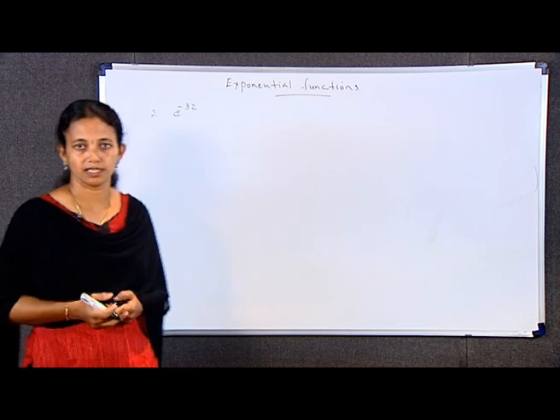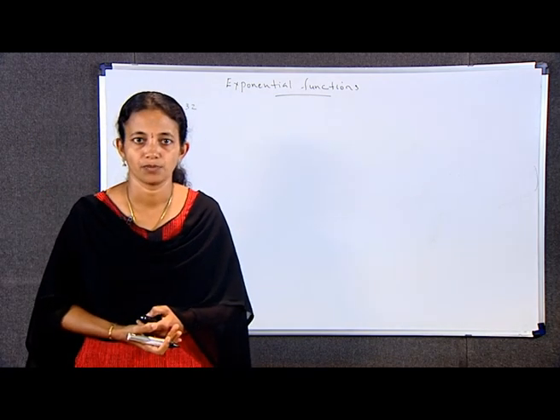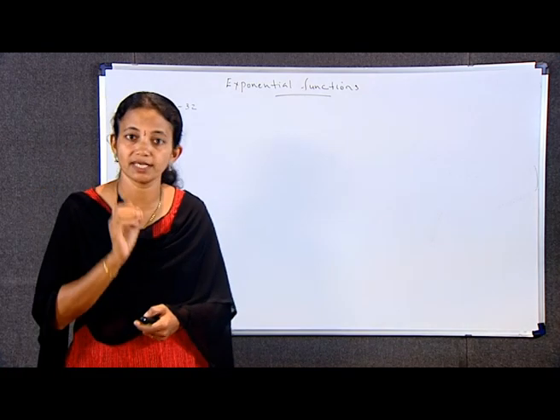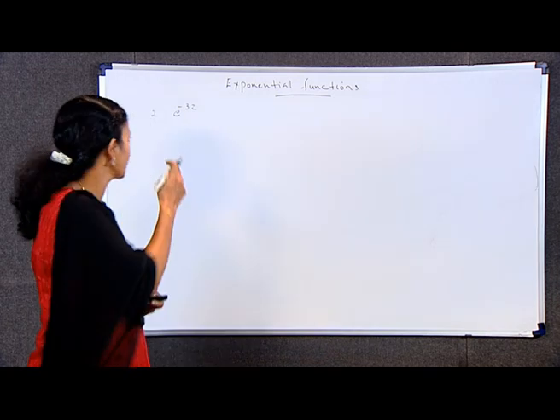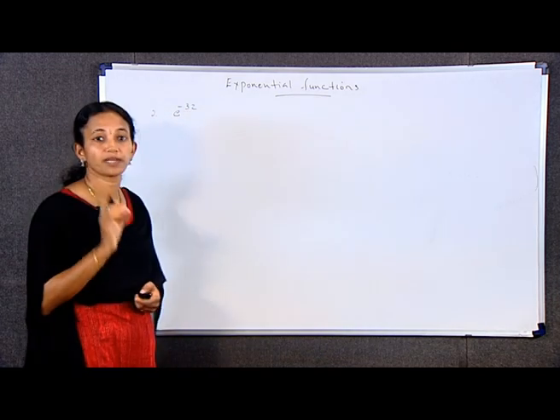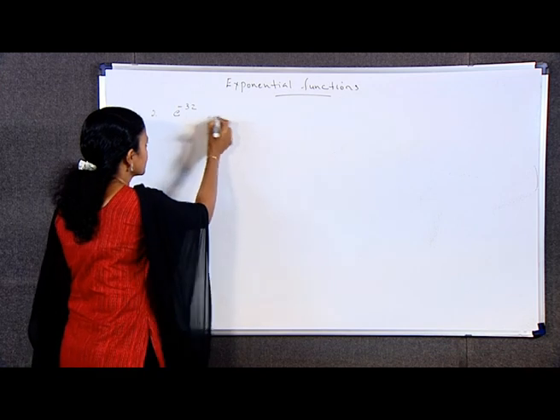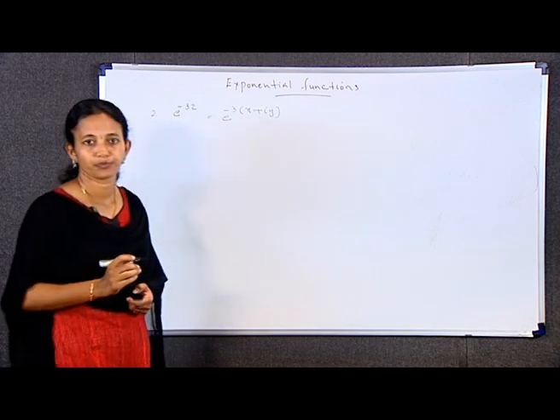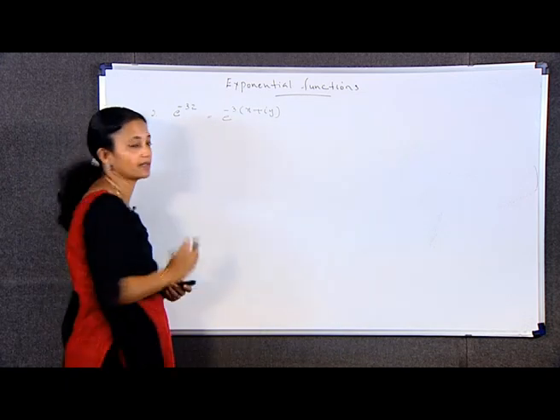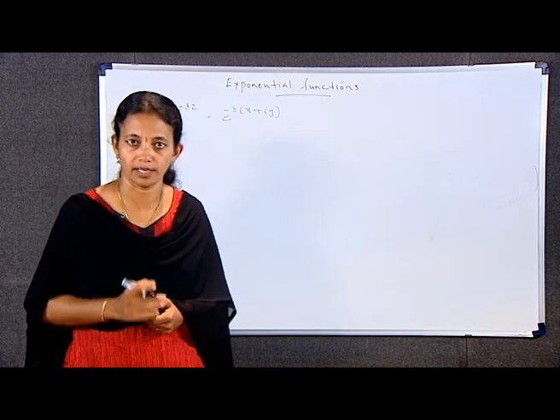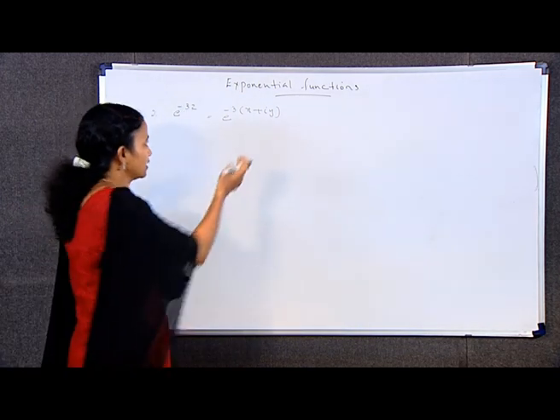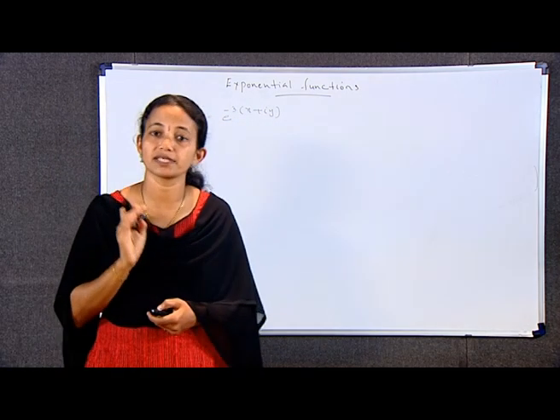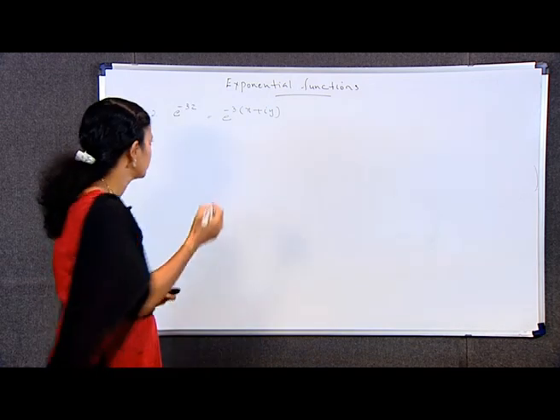e raised to minus 3z. We have to find the real part. Now we can expand this: we can write it as e raised to minus 3 into, instead of z, we can write x plus iy. So I can write this as e raised to minus 3 into x plus iy, which of course I can write as e raised to minus 3x into e raised to minus 3iy, which is equal to e raised to minus 3x into, instead of e raised to minus 3i, I can write cos minus 3y plus i sin minus 3y. So which is equal to what?